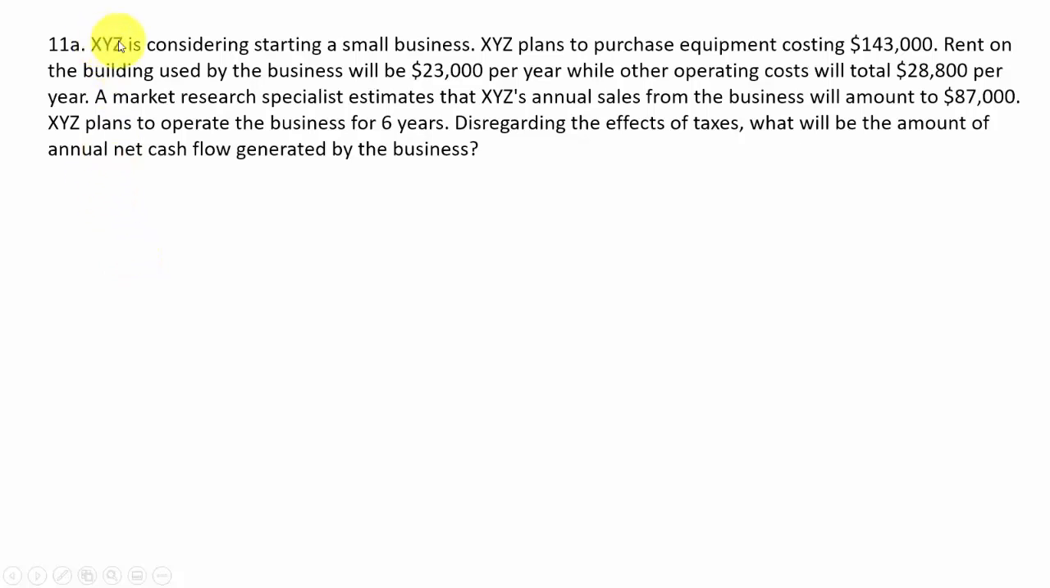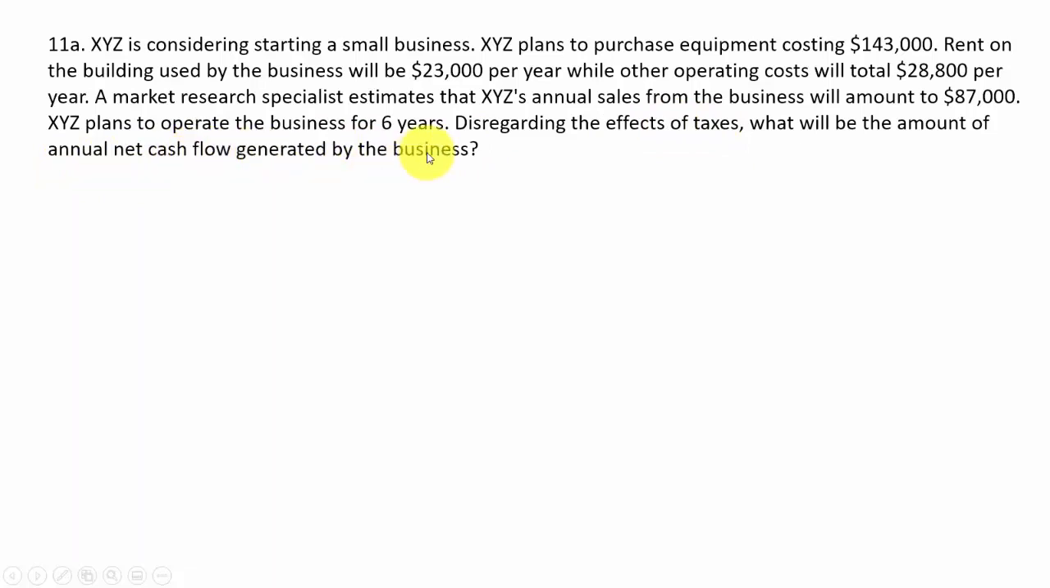XYZ is considering starting a small business. XYZ plans to purchase equipment that costs $143,000. Rent on the building used by the business will be $23,000 per year, while other operating costs will total $28,800 per year. A marketing research specialist estimates that XYZ's annual sales from the business will amount to $87,000. XYZ plans to operate the business for 6 years. Disregarding tax effects, or the effects of taxes, what will be the amount of annual net cash flow generated by the business?